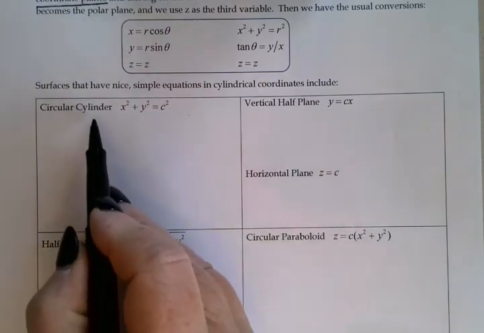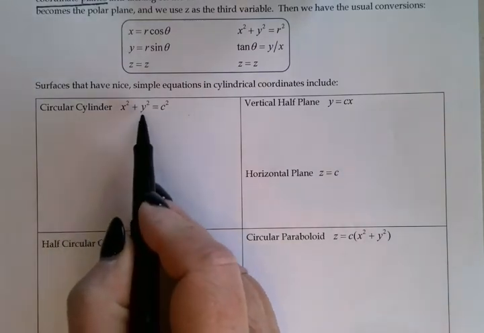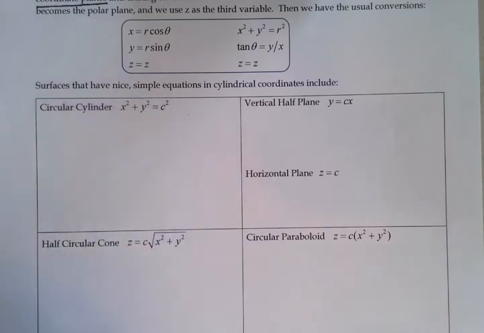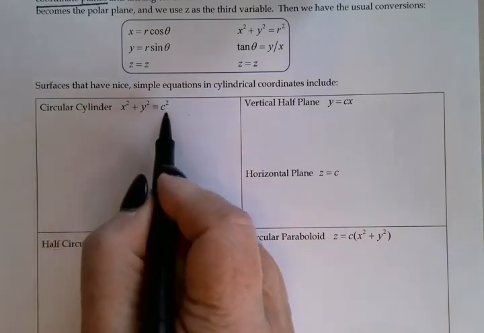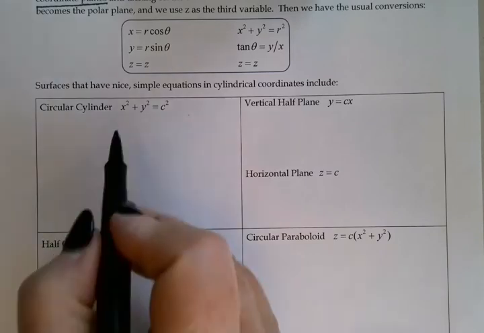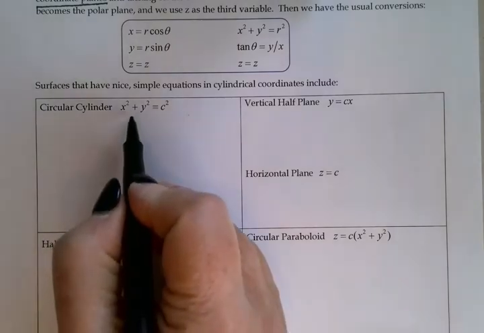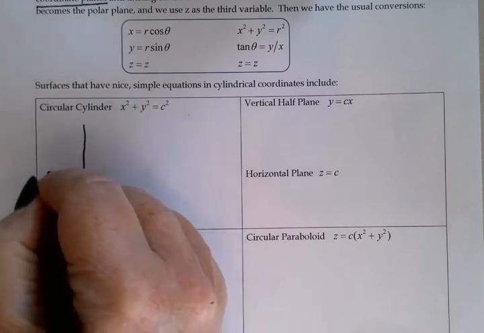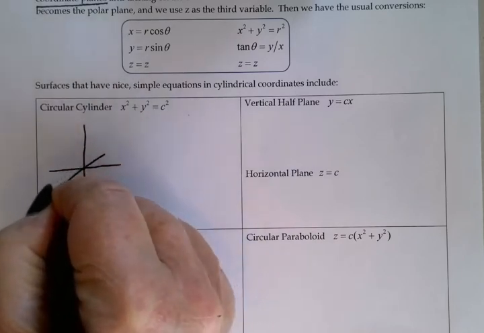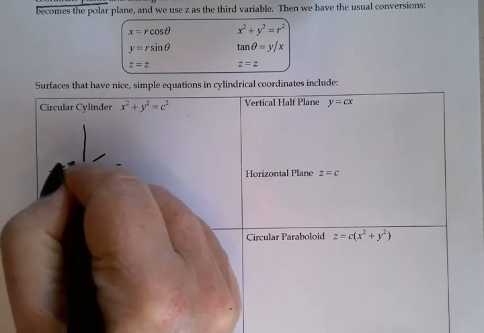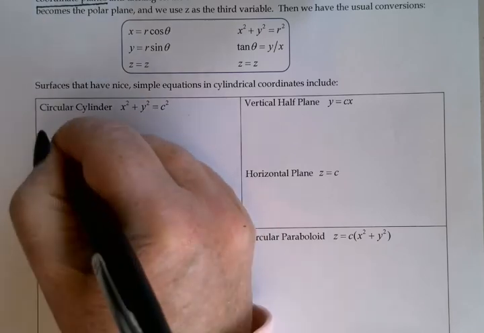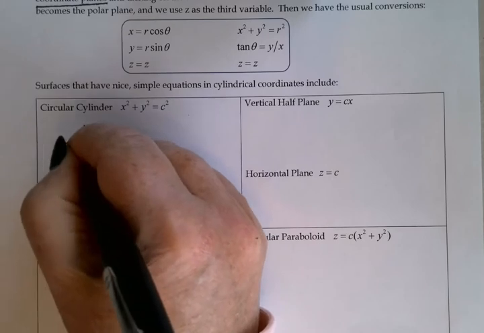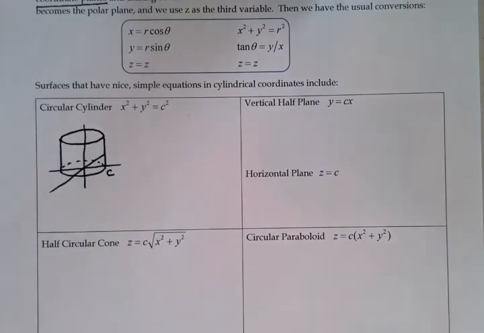First of all, we have the circular cylinder. X squared plus y squared equals c squared. Remember, in the xy plane, that would be a circle of radius c, but three-dimensionally, that would be extended parallel to the z-axis. So we end up with the cylinder. And technically that would be extended both up and down, but just to keep my diagram a little bit neater, I'm only showing it going up.